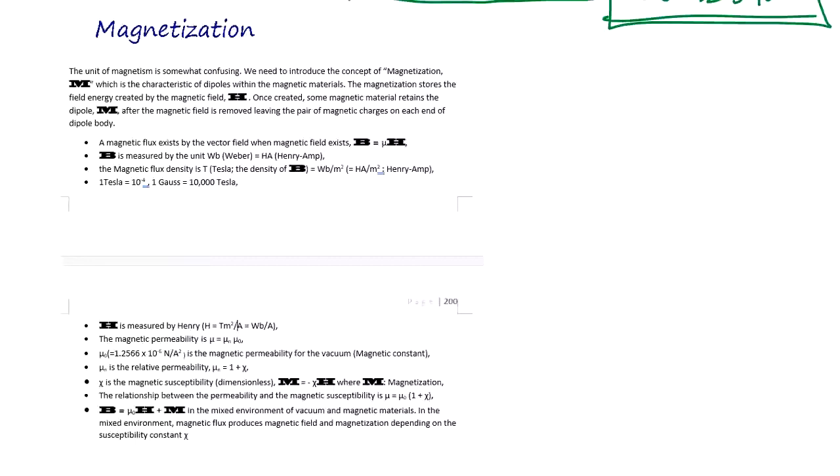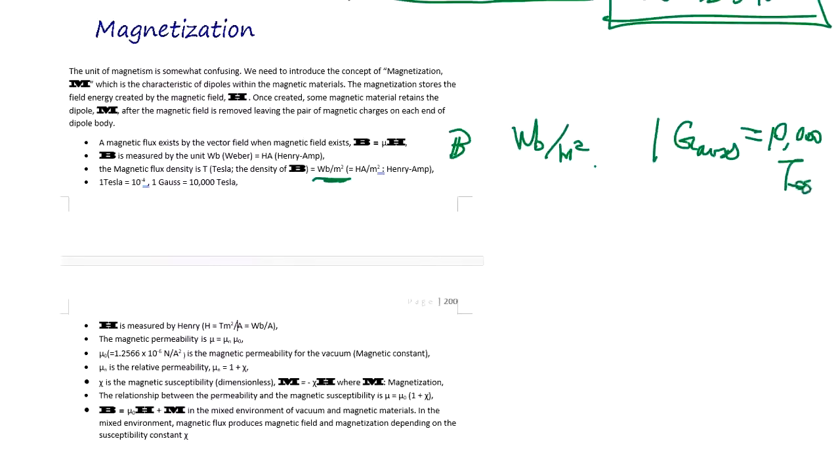Before that, let's fix some terminology. Okay, the magnetic flux is measured in Weber, and density is Tesla. Tesla is Weber per square meter. And 1 Tesla is 10,000 Gauss. Okay, now we have many different ways to define the amount of magnet, different units.